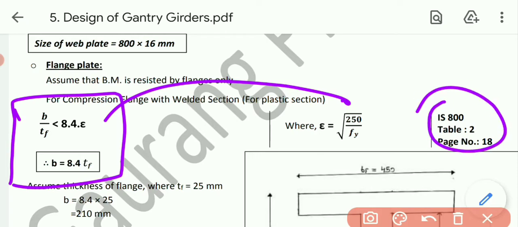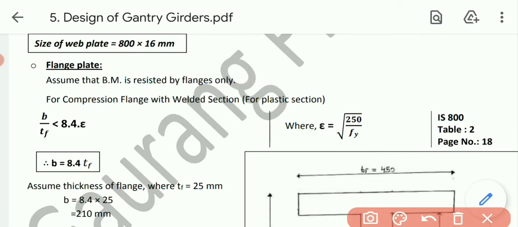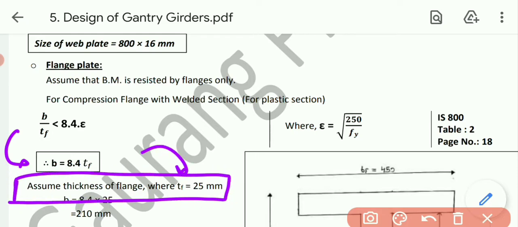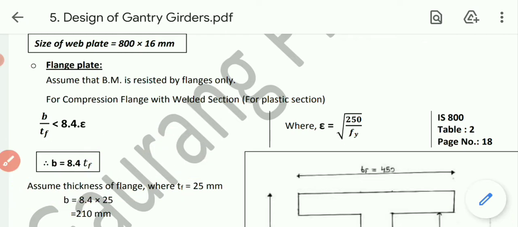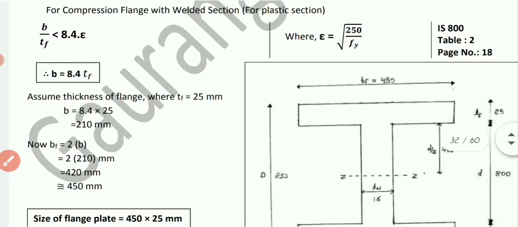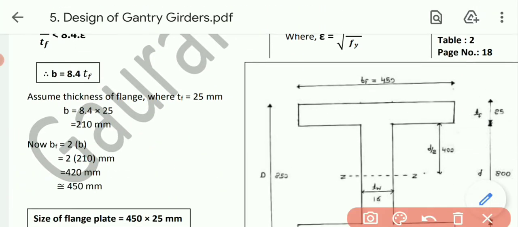So ultimately I can cross multiply: b equals 8.4 tf. Now talking about the dimension of tf, the thickness of the flange is assumed as 25 mm for the gantry girder. So I'm assuming the thickness of flange 25 mm. Let's put this value 25 in this formula. So b equals 8.4 into tf, that is 25. So I will get the answer b, that is 210.